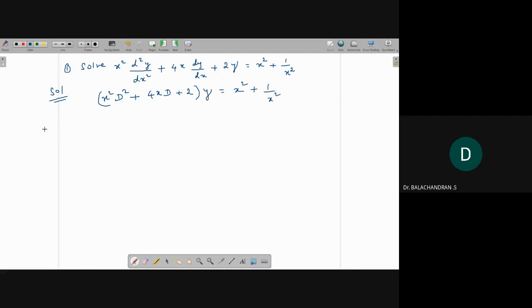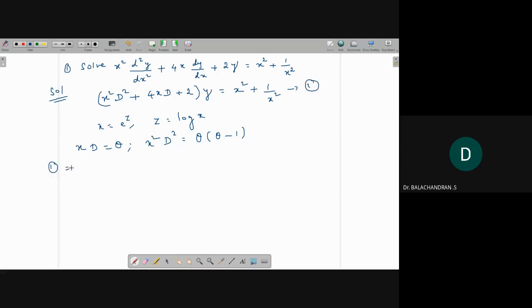Now let us take x equal to e power z, and z equal to log x. But you can directly write xD equal to theta and x square D square equal to theta into theta minus 1. So there is no need to derive these results here. Now substitute the x square D square value and xD value in this equation. I call this equation 1.